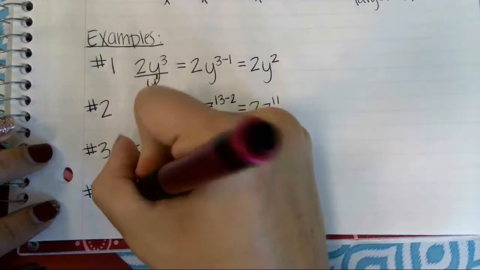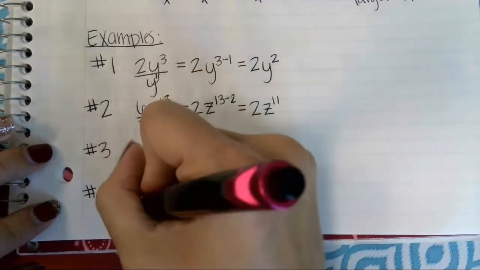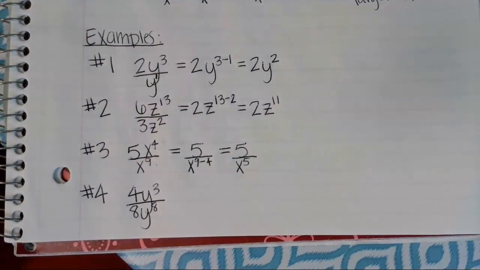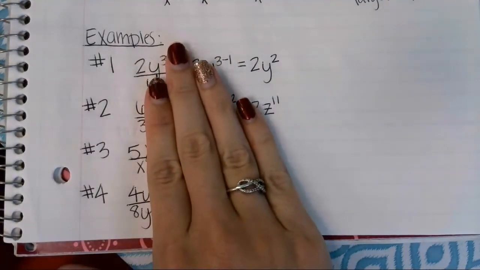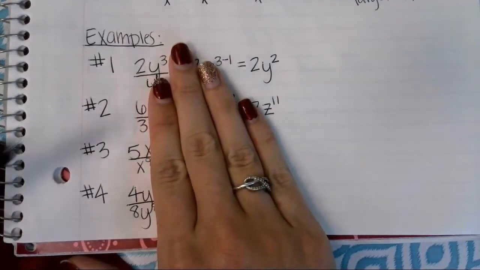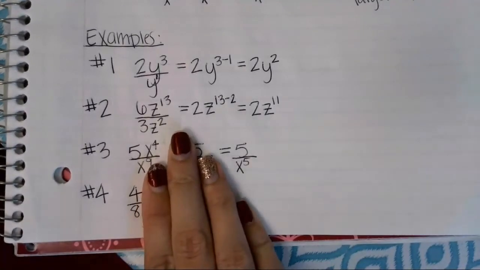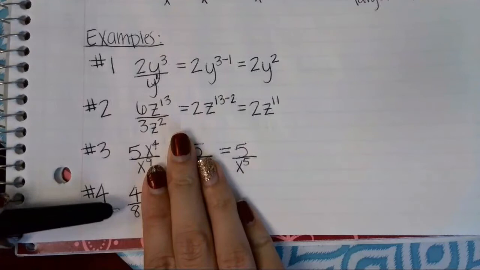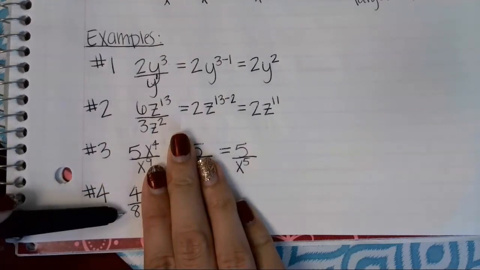Okay, example number 4, we have 4 y to the 3rd over 8 y to the 8th. So I'm going to treat this one like I did on number 2, and I'm going to cover up the variables and just look at the coefficients first. So if I cover these up and I look at the 4 and the 8, well, the 8 is larger, so I'm going to try to just simplify this fraction.